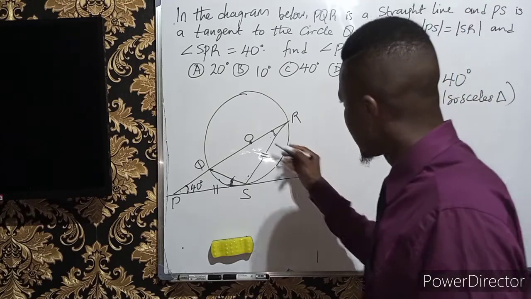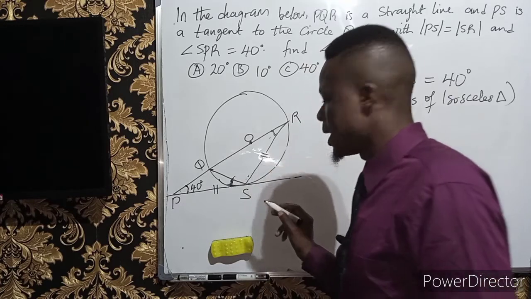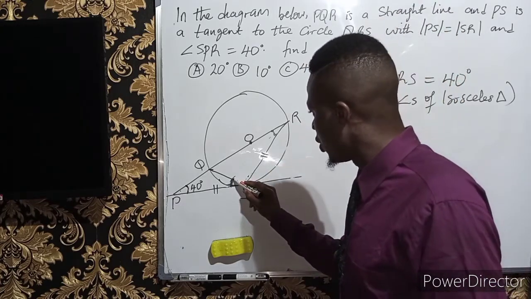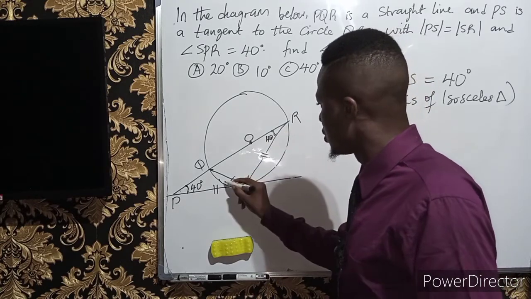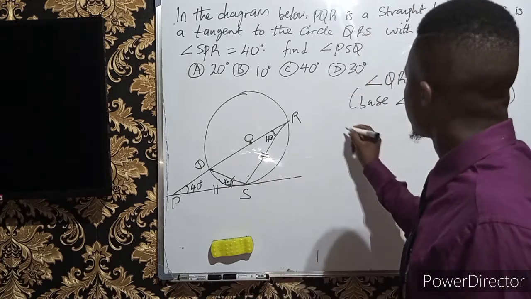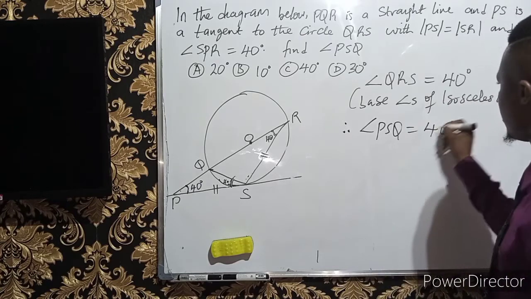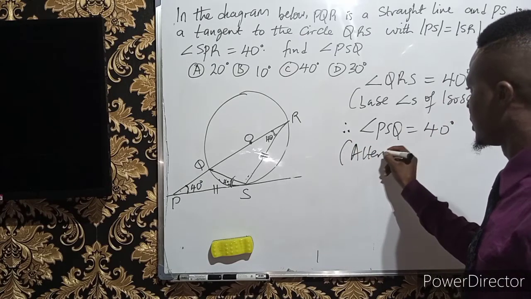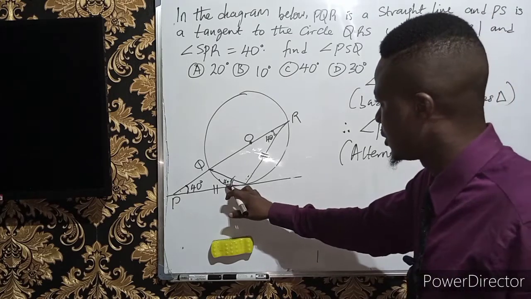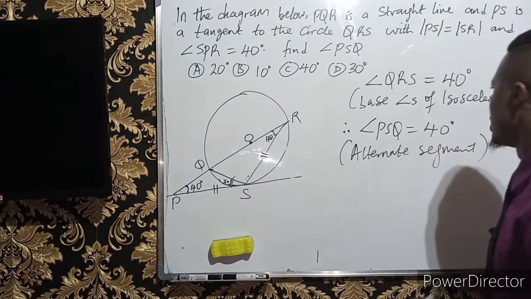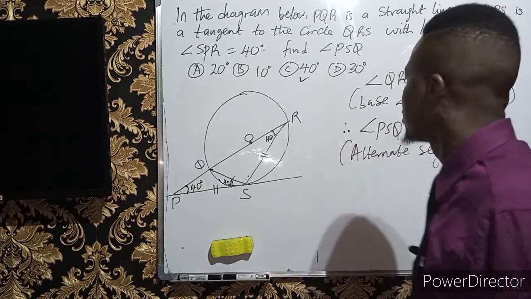Also, do you know that this angle here and this angle here are the same thing? Because this is a chord and this is a tangent. There is a theorem that tells us that the angle between a chord and a tangent is equal to the angle in the alternate segment. So if here is 40 degrees, automatically here will be 40 degrees. Therefore, the required angle PSQ is equal to 40 degrees, reason: alternate segment. The angle between a chord and a tangent, which is 40 degrees, is equal to the angle in the alternate segment. So you've seen that I got 40 degrees using this first approach, which is in the options, correct?